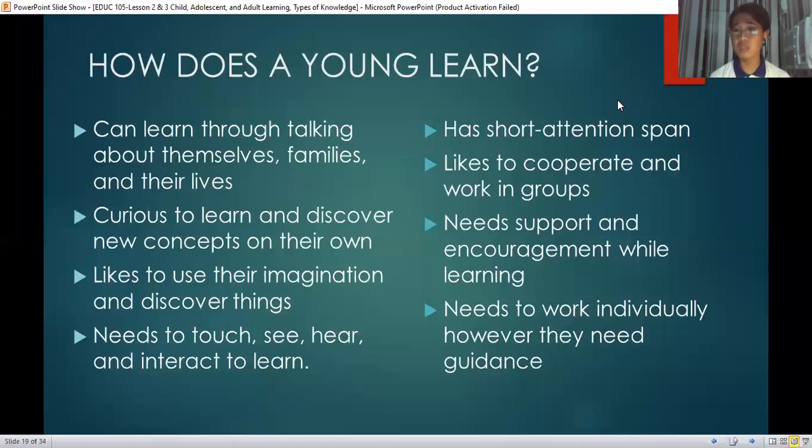They need to touch because they haven't touched these objects yet. Okay? They haven't seen these objects yet. They haven't heard the music yet. Kasi nga, wala pa silang experience. So, kailangan nilang gamitin yung senses nila. When we teach, we should use activities, we should use objects that would let these learners use their senses.